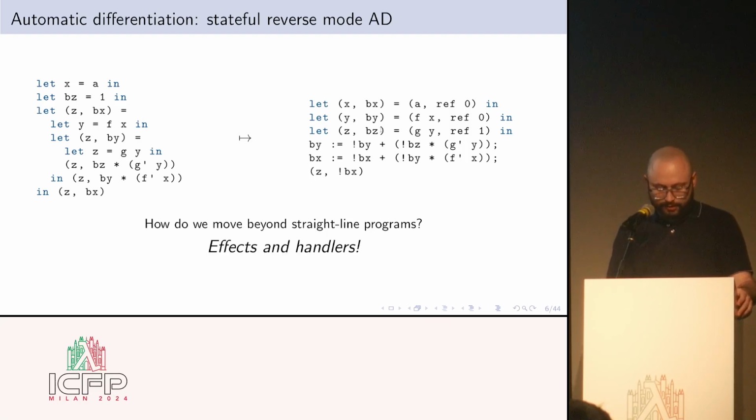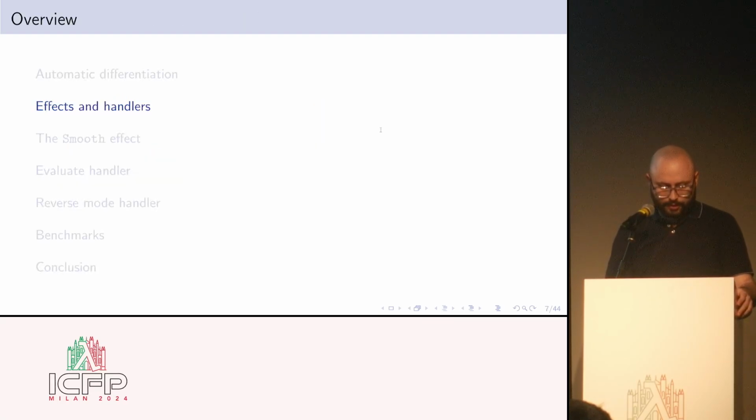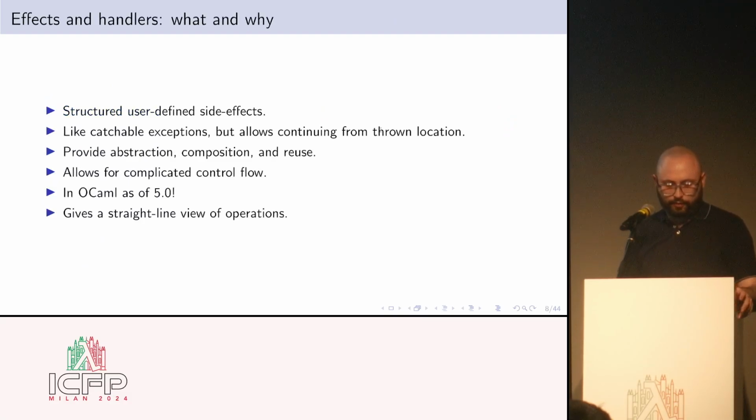And the answer is effects and handlers. So, just a quick overview, what and why. Well, they're really good for structured user-defined side effects. They're like catchable exceptions, but allow continuing from the thrown location. And we've seen some stuff this week at ICFP talking about effects and handlers. They also provide really good abstraction, composition, and effect reuse via algebraic effects and handlers.